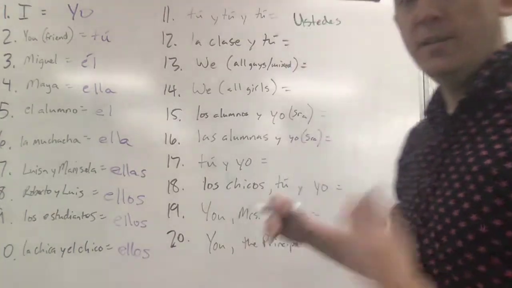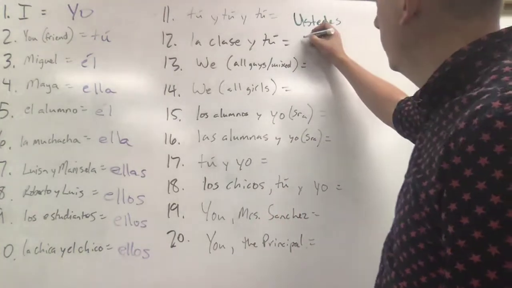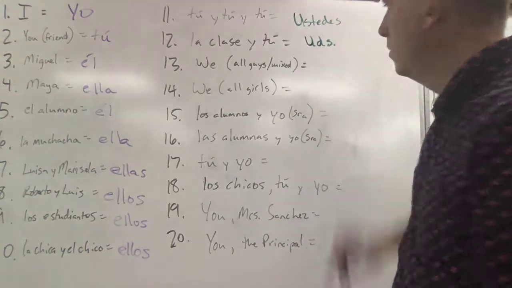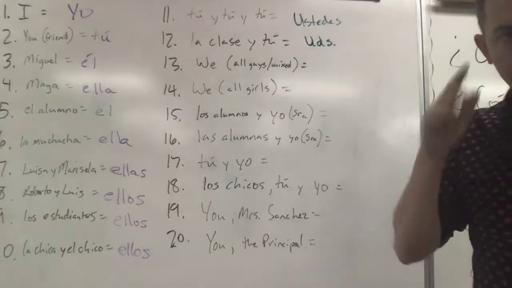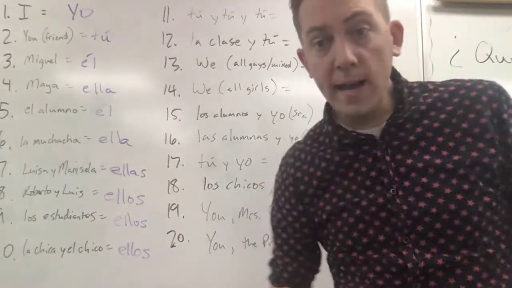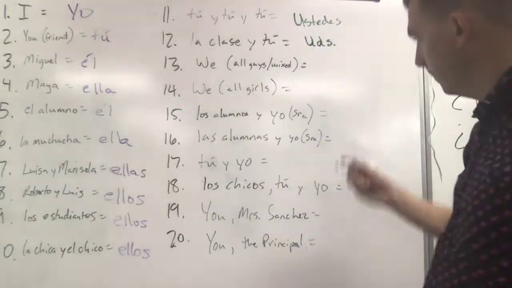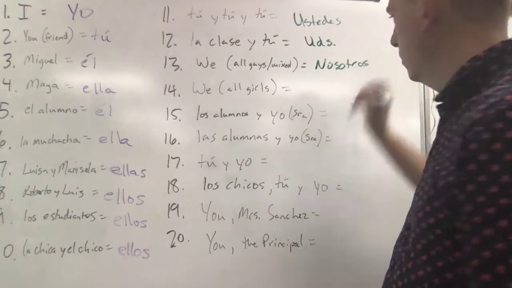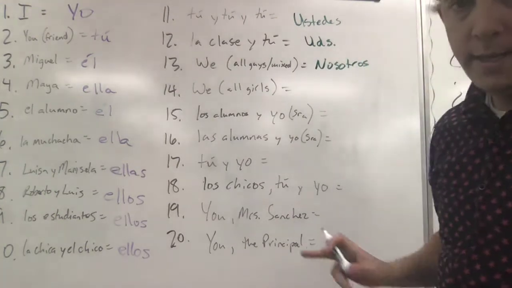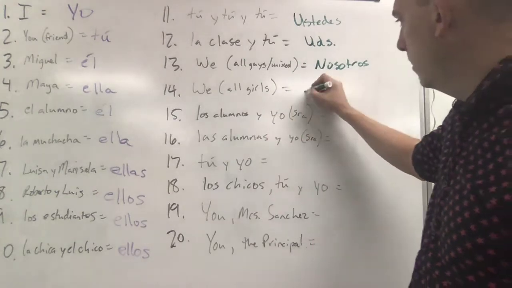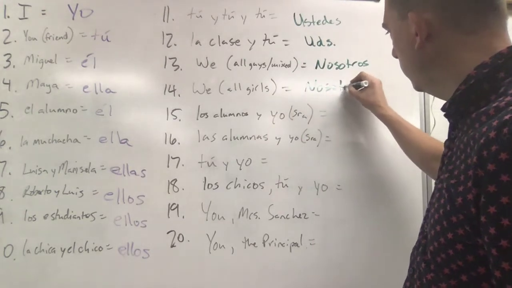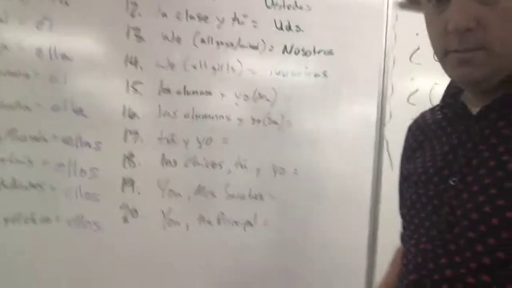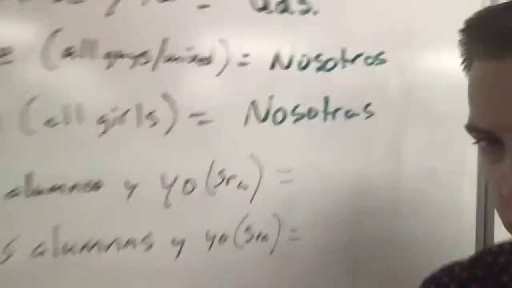Same rule, because tú is part of the sentence. Now we're going to put the abbreviated version here. Ustedes. Good. Now what if it's all guys or a mixed group of we? We talked about that before. Nosotros. Now if it's all girls and we? Nosotras. And you guys, if I move this and zoom in.